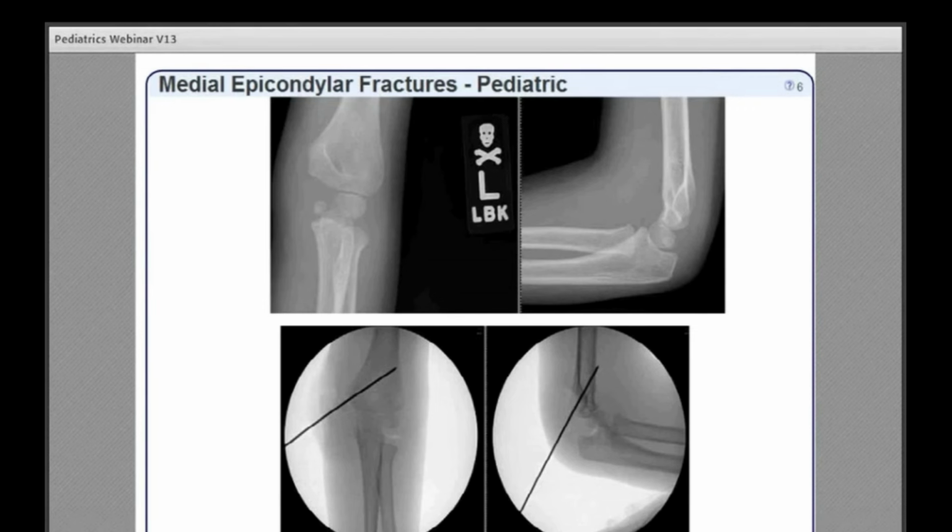And below you can see the C-arm images after this fracture has been reduced, and the elbow is now concentrically reduced as well. And you can see just a hint of an air arthrogram as well, just distal to the capitellum on the AP and the lateral views.